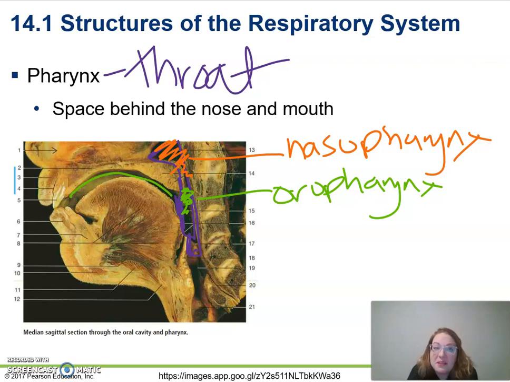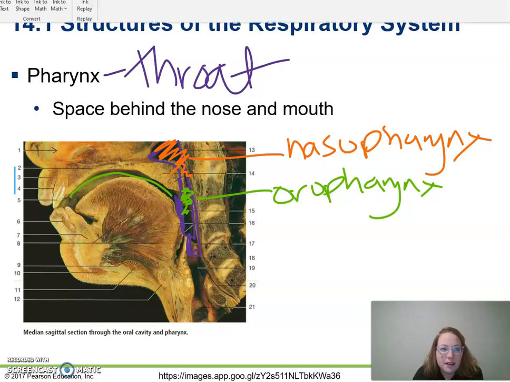Hello again. Okay, so we just started the respiratory system last video. We went through the processes of respiration and we started going through structure by structure. So we're just finishing up the upper respiratory system. We're talking about the pharynx or your throat. And we've got 2 out of the 3 sections labeled. So let's do the last one.